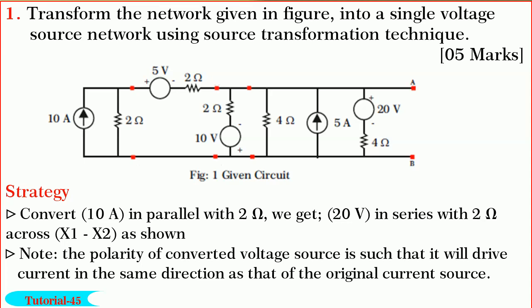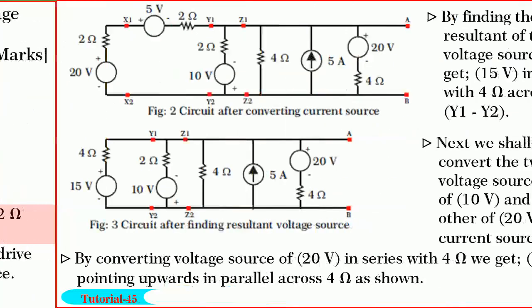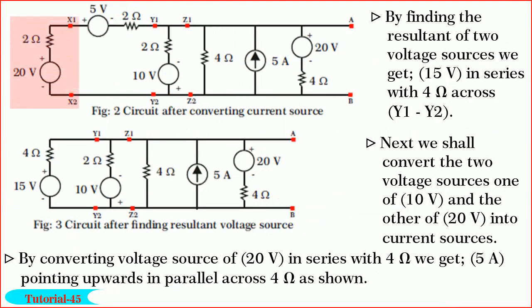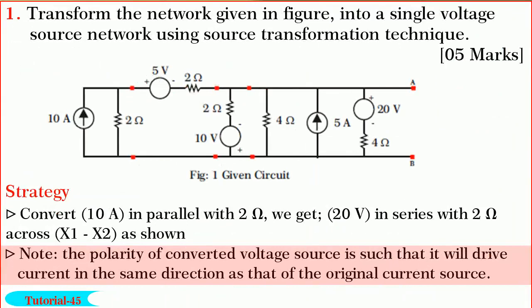The strategy will be to go on converting the sources one by one and go on reducing the network till we reach a single voltage source network. So, by converting the 10 ampere current source, we get a voltage source of 10 into 2 equal to 20 volts in series with 2 ohm as shown. Note that the polarity of the converted voltage source is such that it will drive the current in the same direction as that of the original current source.